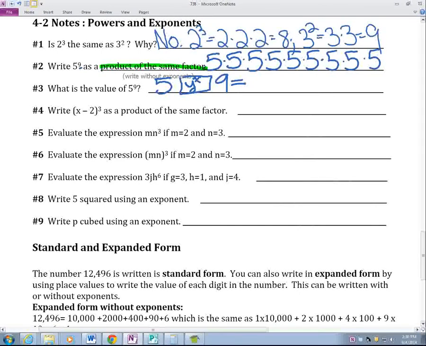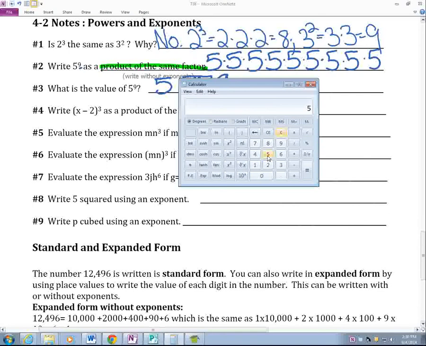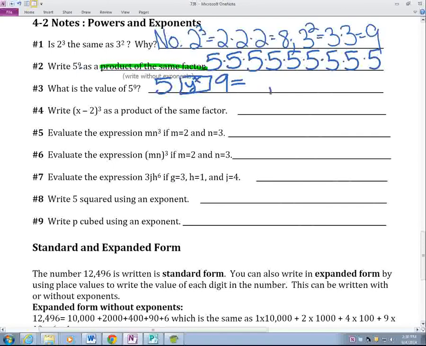And the correct answer is, let's see if I can remember off the top of my head, 1,531,129. Let's see if I get it. Okay, 5, Y to the X, 9 equals 1 million, 1,953,125. Okay? That's how you do that.